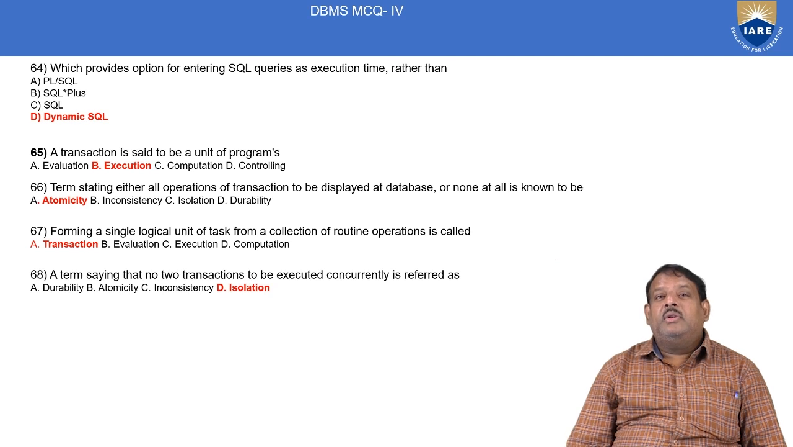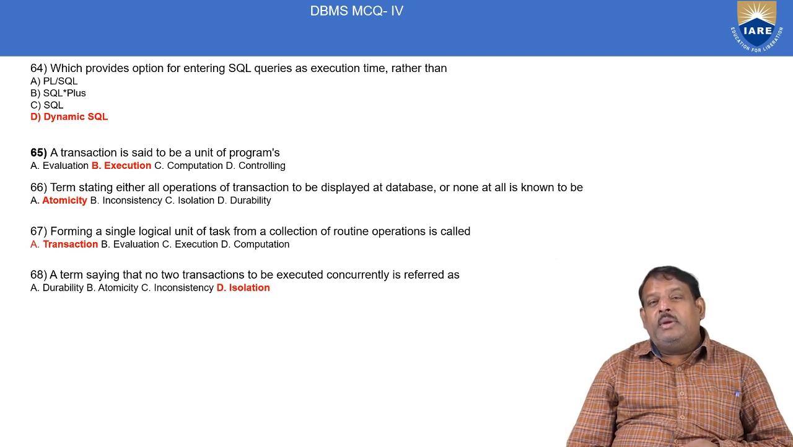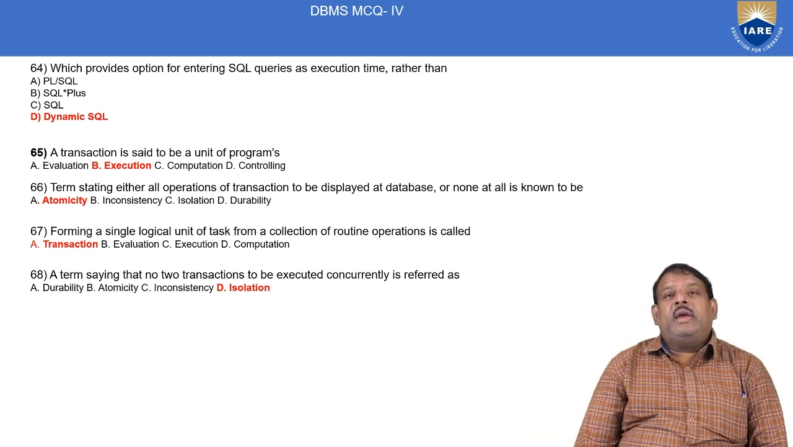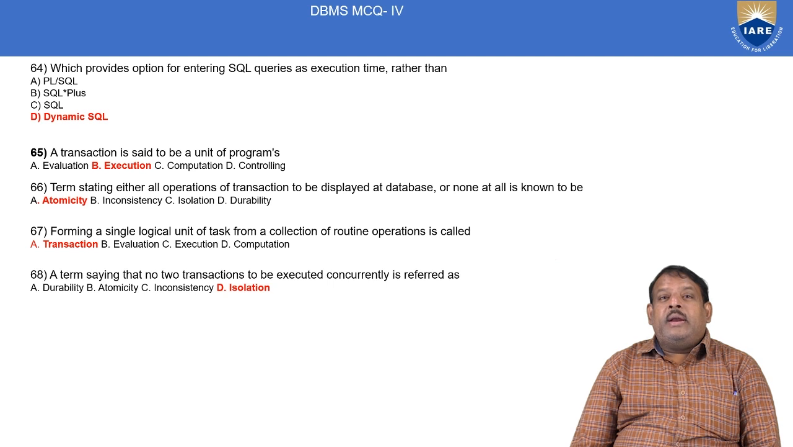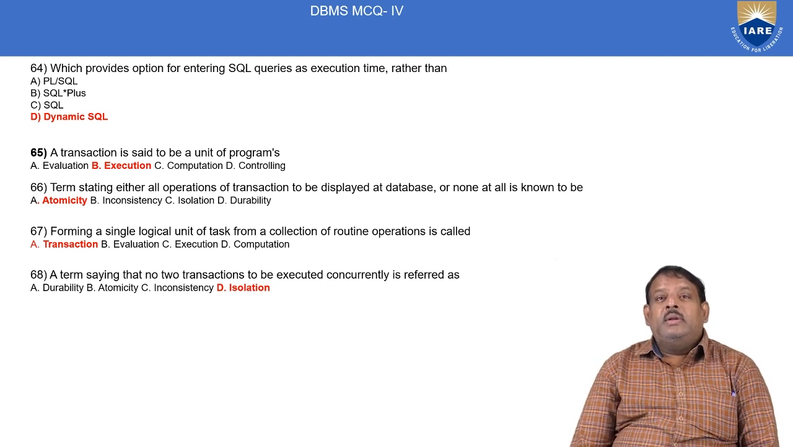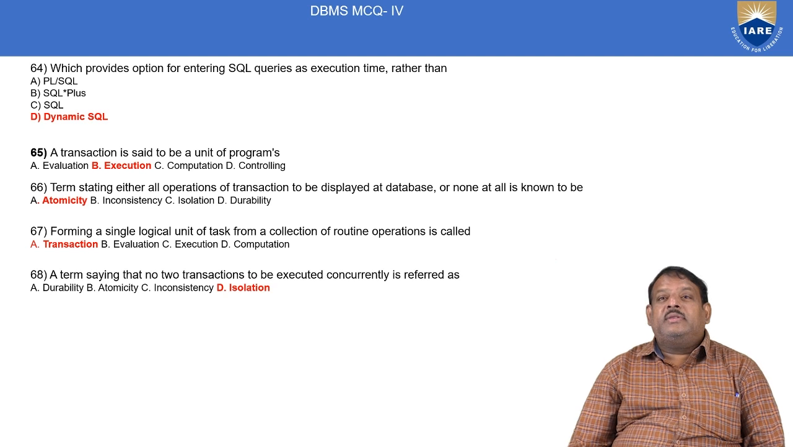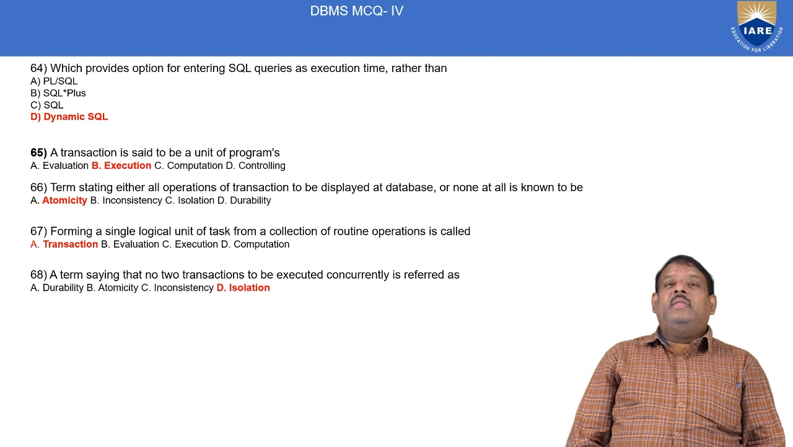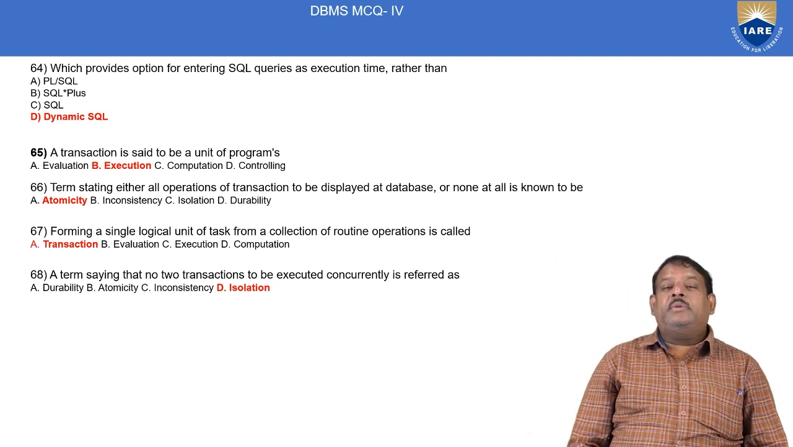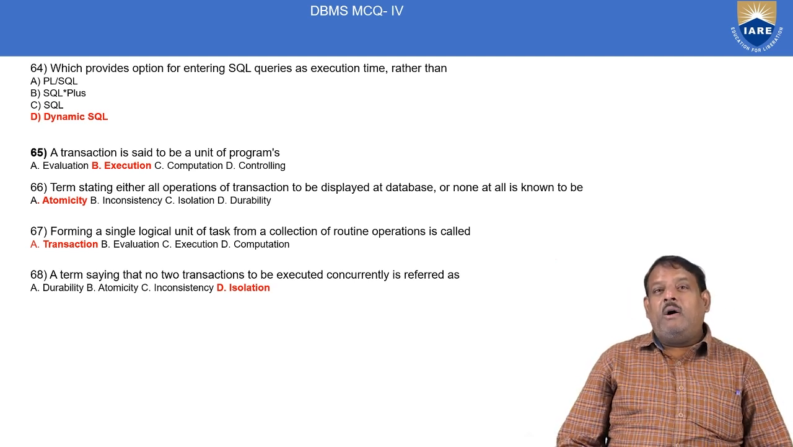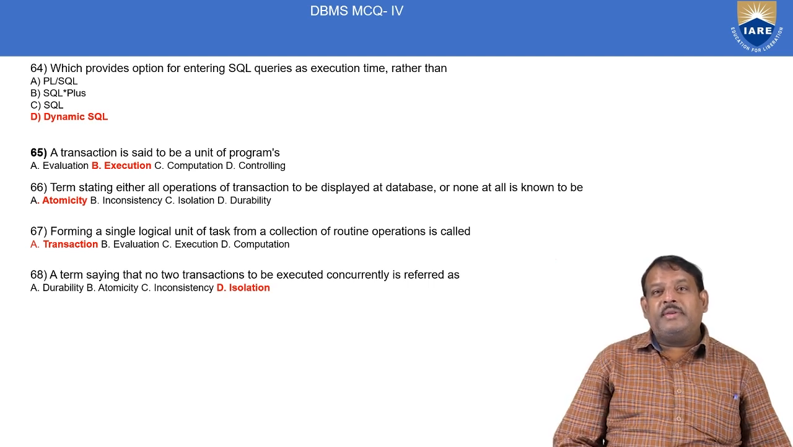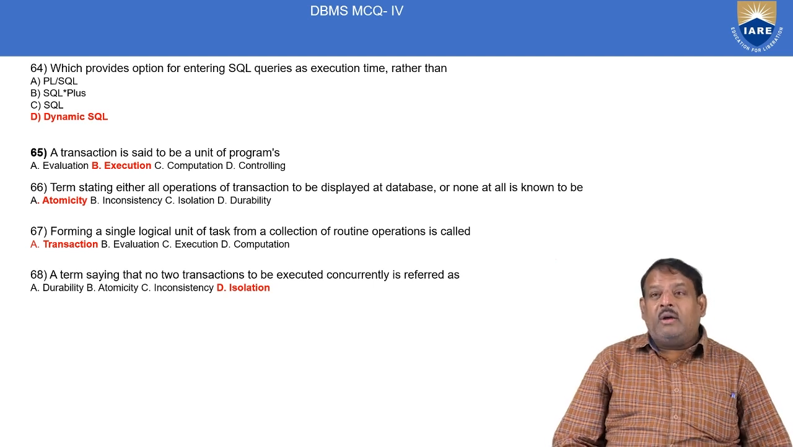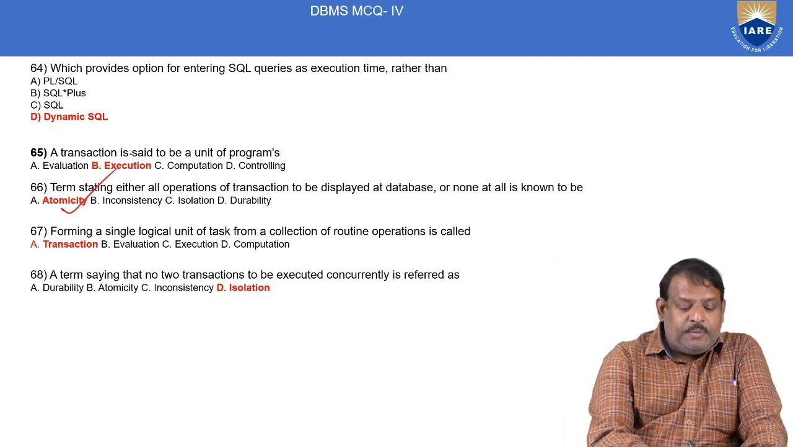It is the execution. A transaction is said to be a unit of program execution. Program execution is the right answer. Atomicity is the term stating that all the operations of a transaction are to be reflected in the database or none at all.